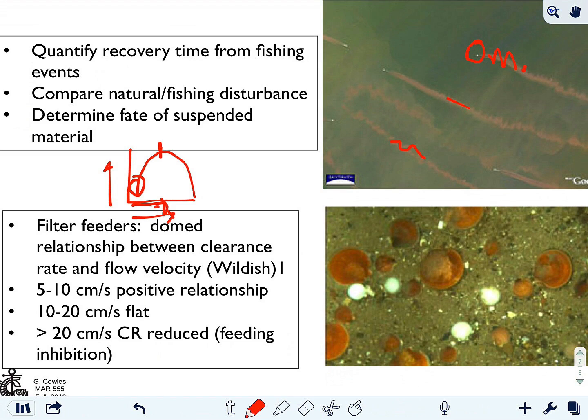But then as the flow velocity gets too high, now you have feeding inhibition. Essentially, you get a lot of suspension of sediments, and it's hard to clear that, and so it's more difficult to feed. So there's typically these kind of speeds at which it's easier to feed, and there's a number of papers by Wildish and others looking at these relationships, albeit many of these were done in tank studies, so it's difficult to duplicate the real environment.